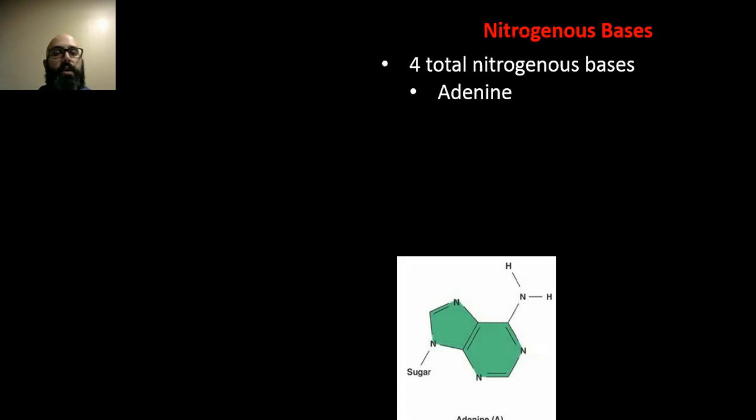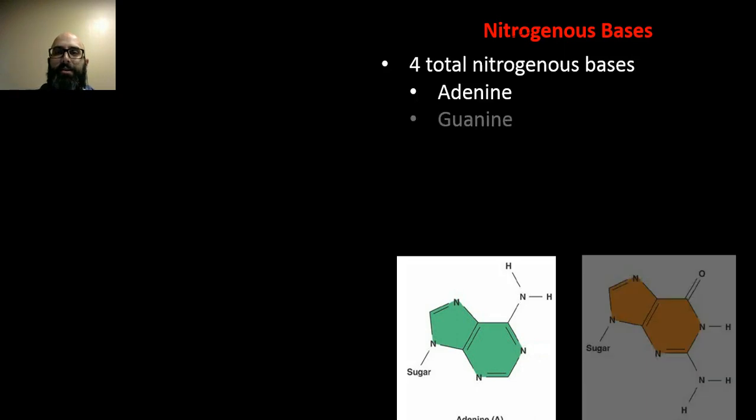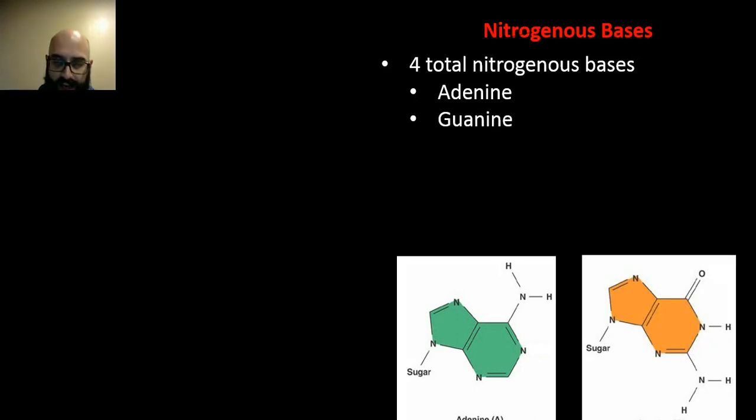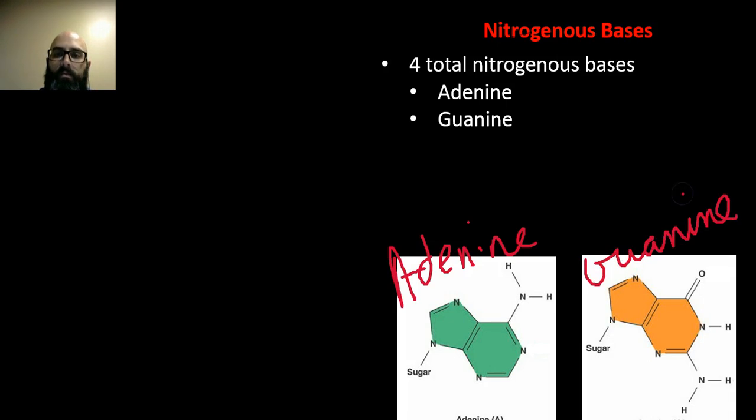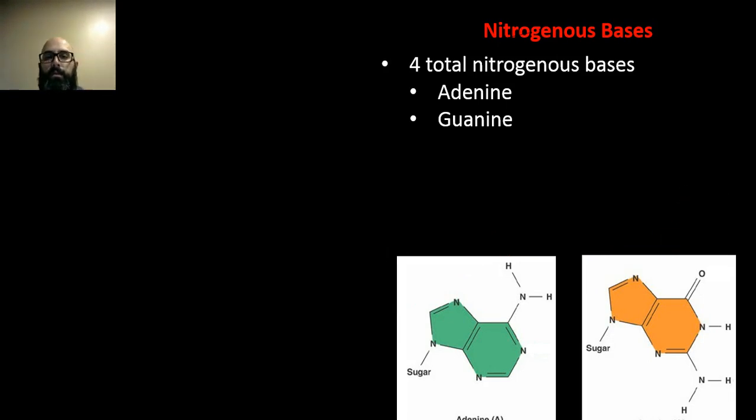There's 4 different ones. You have one that's called adenine. Everybody say adenine. Excellent. You have the other one, which is called guanine. I want you to take a good stare at these 2 right now and look at what the common characteristic is between them, because we're going to revisit that here in a second. So you have adenine here, A-D-E-N-I-N-E, and you have guanine right here. Look at them. Notice the similarities.